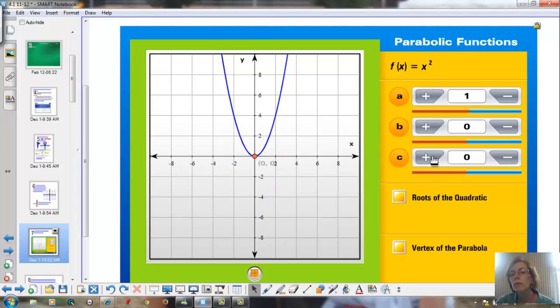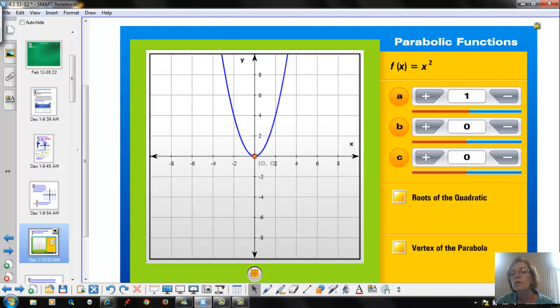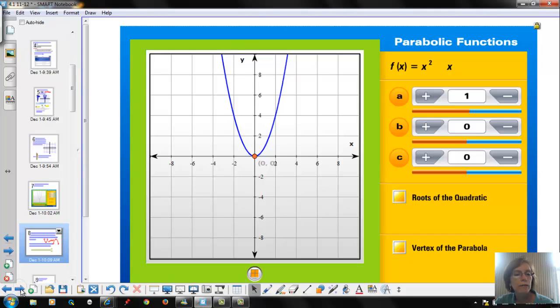But back to our parent function, what about if the a is positive? Then we've got 2x², 3x², 4x². We can see that the graph is getting narrower. All right, take that one piece at a time. So it's kind of a nice little parabola grapher that we have here.